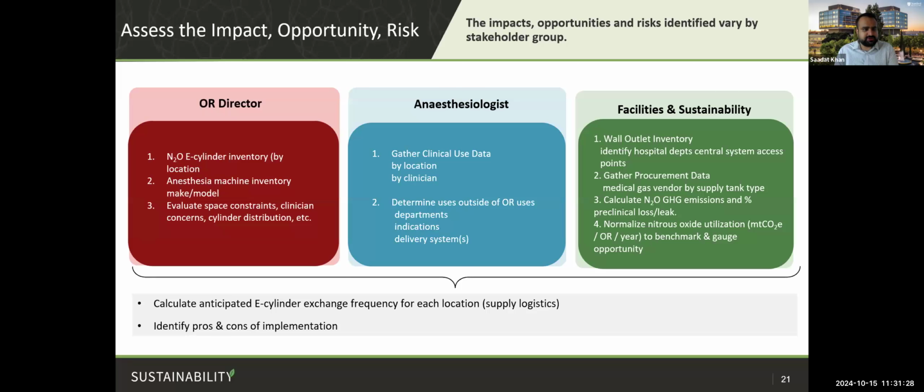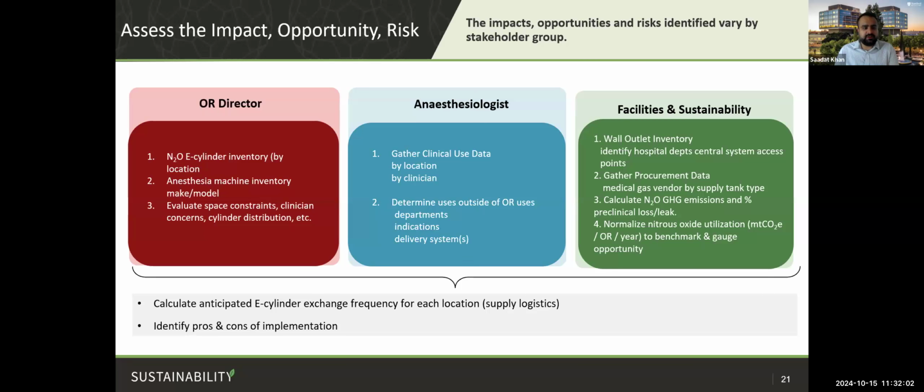In our project structures, we started off with the OR director giving us a sense of how much nitrous oxide is actually being used. Nitrous oxide, as Dr. Kalra mentioned, is a low clinical potency gas, and so, between the OR director and the anesthesiologist, is it a popular choice of anesthetic gas, or are the clinicians practicing in that area moving towards the other bottled alternatives?